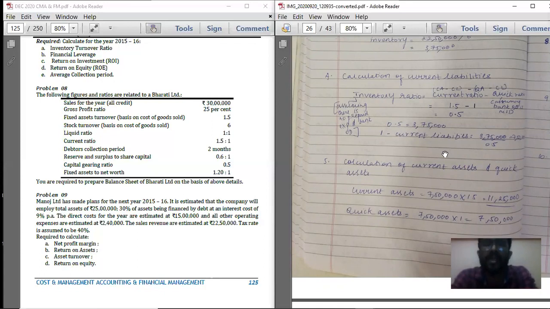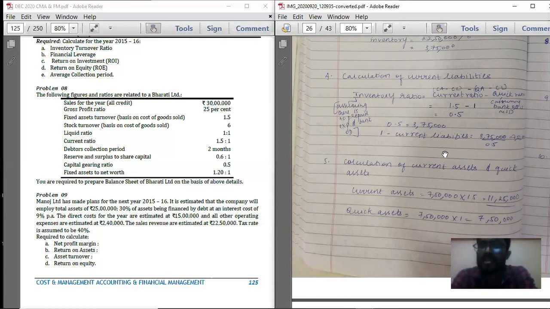With this, we can easily find what is current assets and quick assets. When current liabilities is 7,50,000, what is the current ratio? 1.5 is to 1. So 7,50,000 into 1.5 is the current assets. So below that, point number 5, calculation of current assets and quick assets.